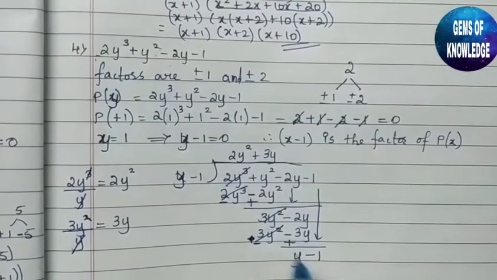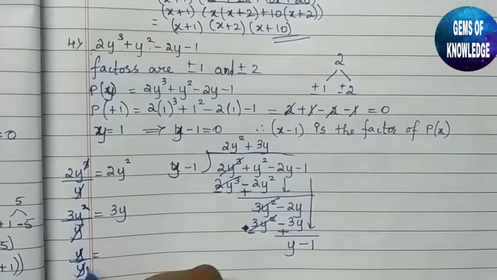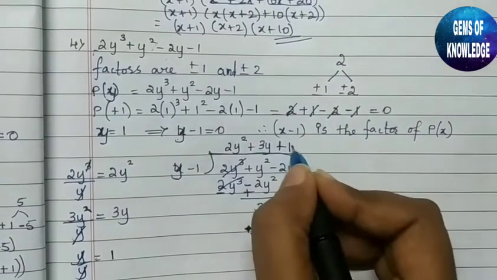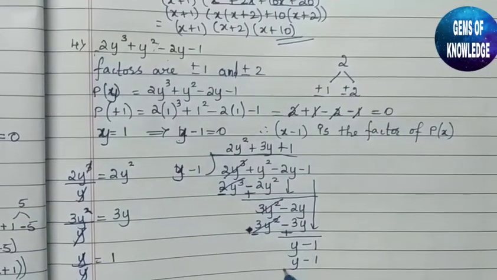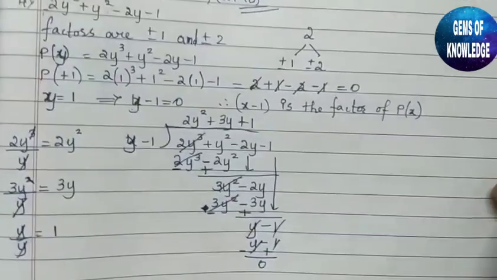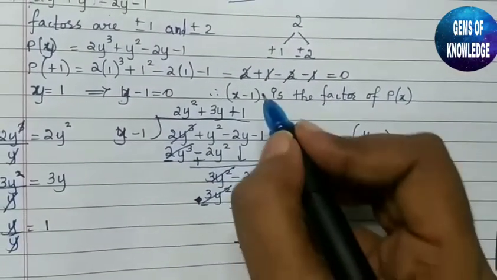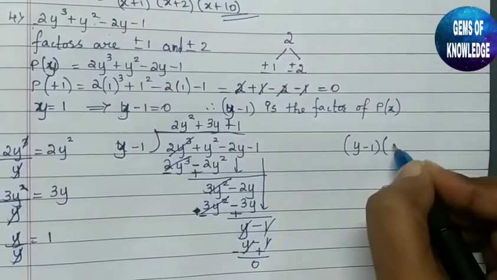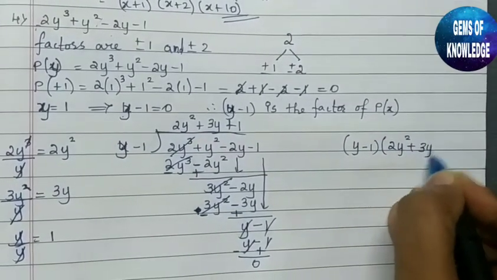Okay, now this y will be divided by that y. So y and y will be cancelled. We are left with 1. So plus 1. 1 into y will be y and 1 into 1 will be minus 1. So again the signs will be changed and we are left with 0. So what terms did we get here? We got two terms here. One is y minus 1, okay, which we got already. This is nothing but y minus 1. Then here we got one more term, that is 2y square plus 3y plus 1.